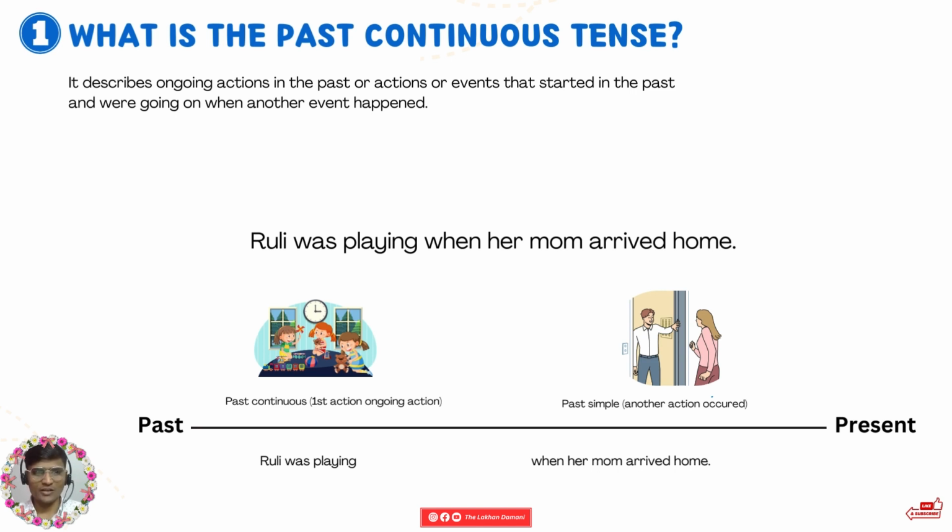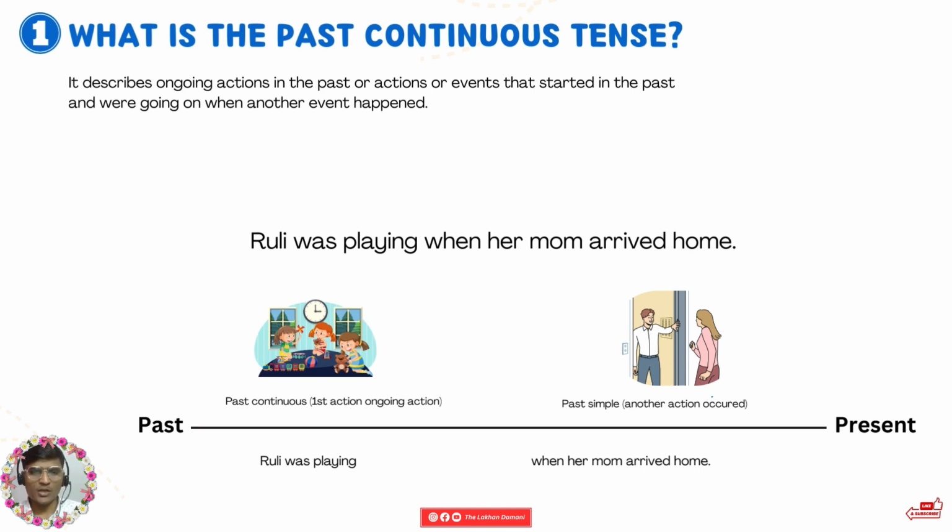Let's try to start from what the past continuous tense is. Well, in simple words, you can say past continuous tense is an ongoing action in the past. Something was going on. That's one simple definition. Or you can say that the past continuous can describe actions or events that started in the past and were continuing, going on until another action happened, right? So they are showing simultaneousness. Let me try to help you with one example, then we can go to another one.